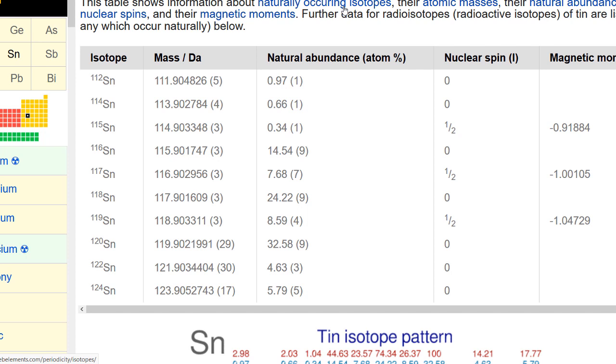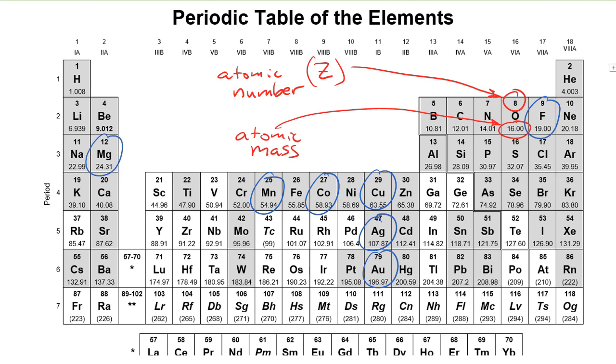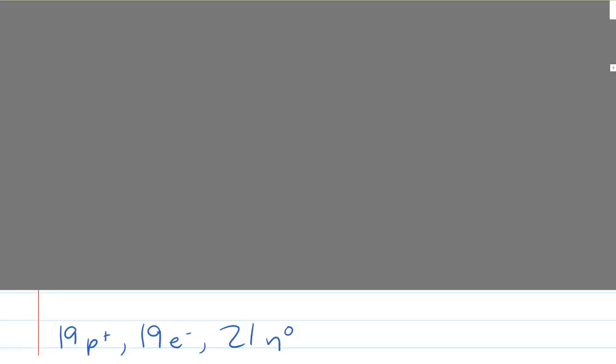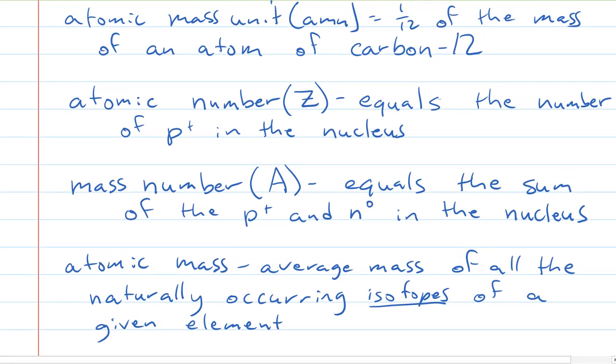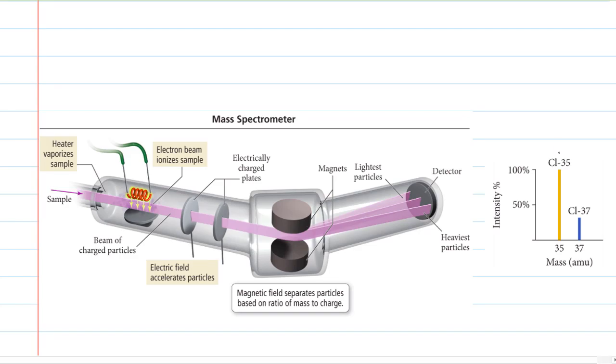So, as an example, if we come back here to one of the things that we defined today, we defined the atomic mass as being the average mass of all of the naturally occurring isotopes of that element. So it is the average mass of all the naturally occurring isotopes of that element. And so let's say we want to look at an example of something like chlorine. Chlorine here has 2 naturally occurring isotopes.